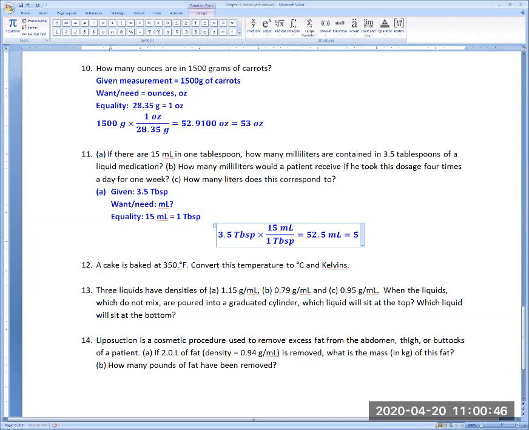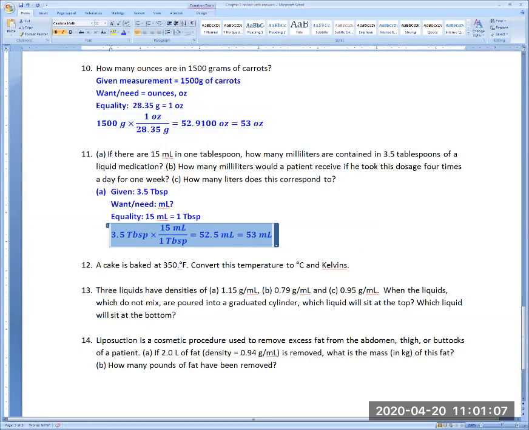So you keep the 5, you would keep the 2, but what comes after the 2 is a 5, so you need to round up, and so the 2 will become a 3. Right, and that's 2 sig figs. So that's the answer for the first question. That was asking how many milliliters are contained in 3.5 tablespoons of liquid medication.